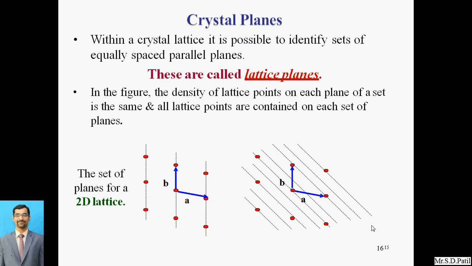So these are the crystal planes. Now it is clear from this particular diagram. Within the crystal lattice, it is possible to identify sets of equally spaced parallel planes. So these are called lattice planes. What is the meaning of lattice plane? Suppose this is one particular point. To reach this point, we have to travel by the a vector. Then from this to this, we have to travel by the b vector. And these are the parallel planes, which are shown by the dotted line over here.